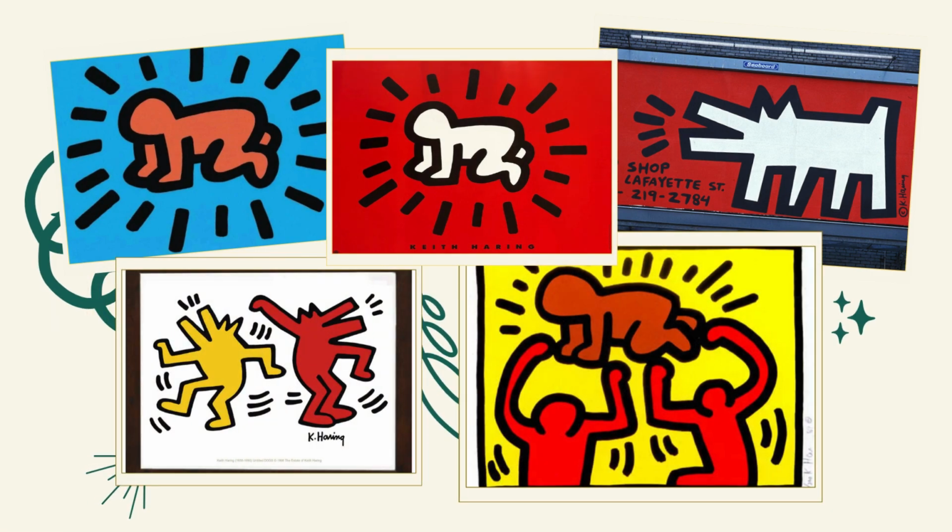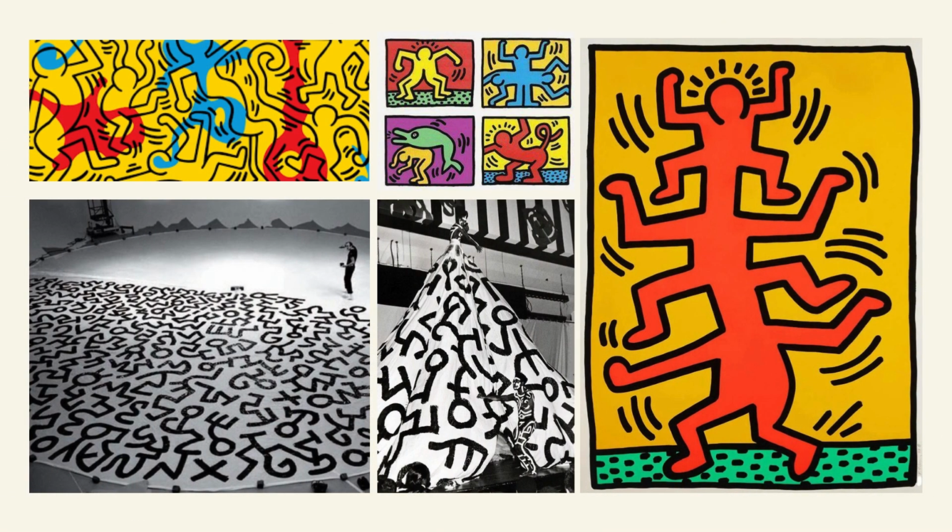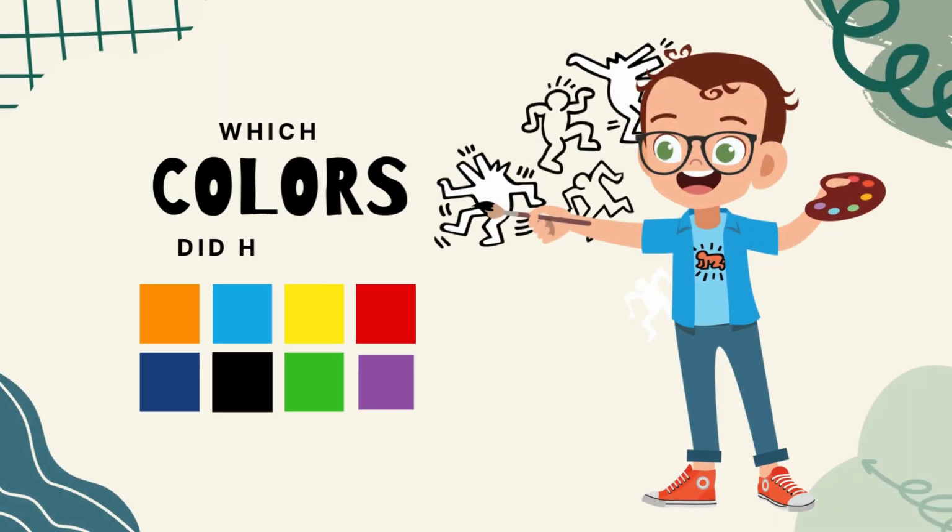By repeating these symbols, he created a kind of visual language that people could recognize and relate to. Haring used thick black lines to outline his figures, which gave it its cartoony feel. Keith Haring used fun, bold colors in a very straightforward way.